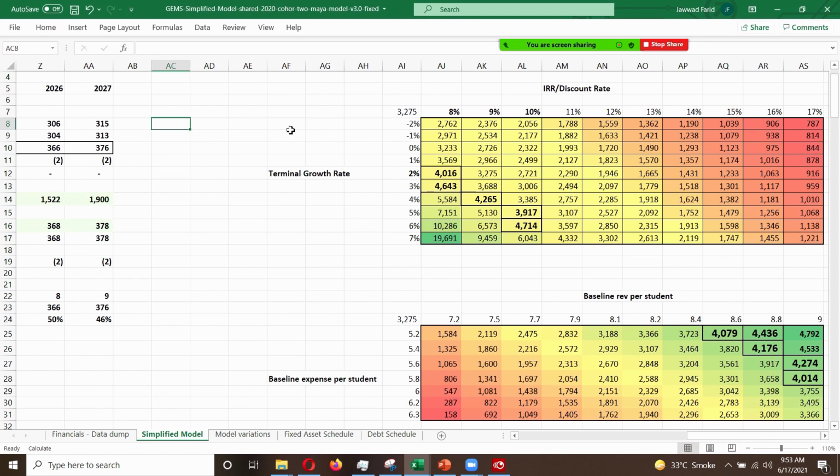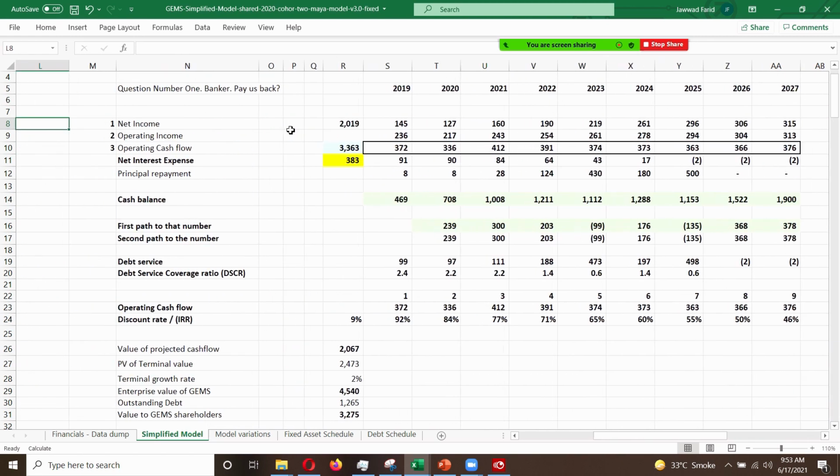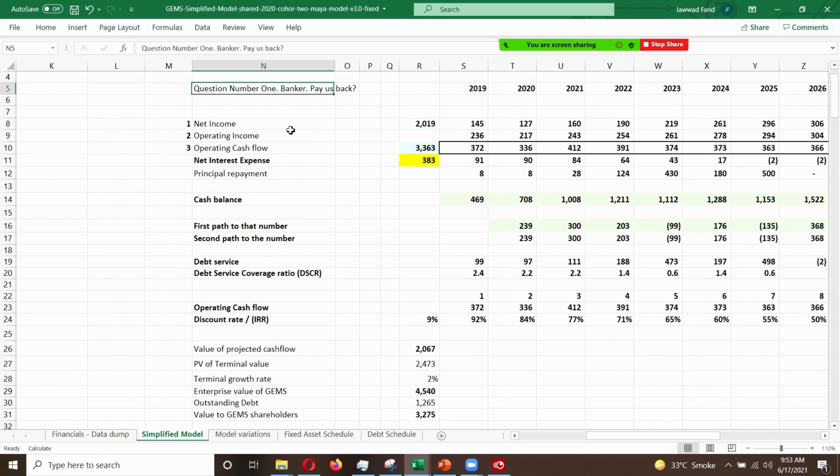Three important questions that we're trying to answer were, first question, question number 1: Can they pay us back as a banker? And the answer was yes.